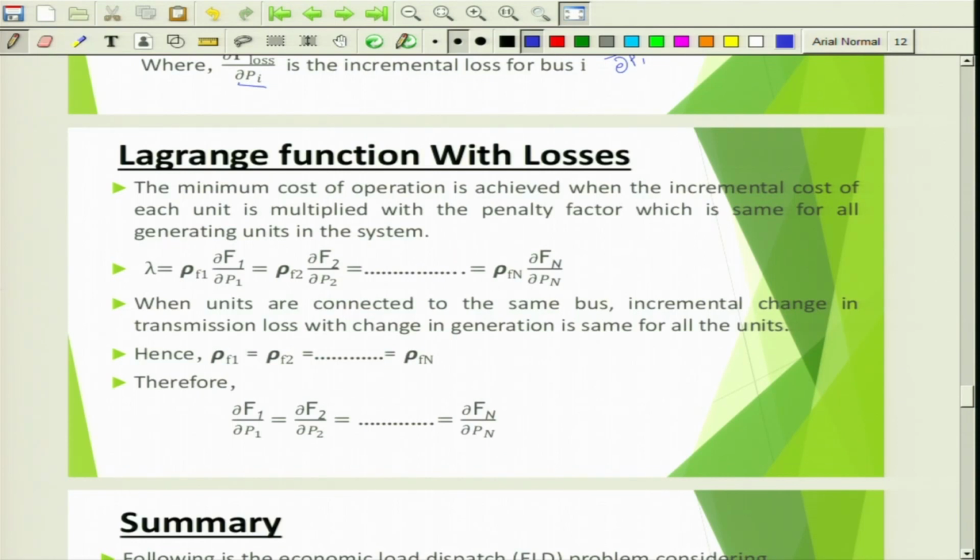So the minimum cost of operation is achieved when the incremental cost of each unit multiplied with the penalty factor is the same for all generating units. Now earlier the Lagrangian multiplier was not including any penalty factor. Now you need to include the penalty factor, that's it. When units are connected to the same bus, the incremental change in transmission loss with change in generation is the same for all the units, right? So hence all the penalty factors would be the same. Therefore if penalty factors are the same, then naturally their incremental costs will also be the same.